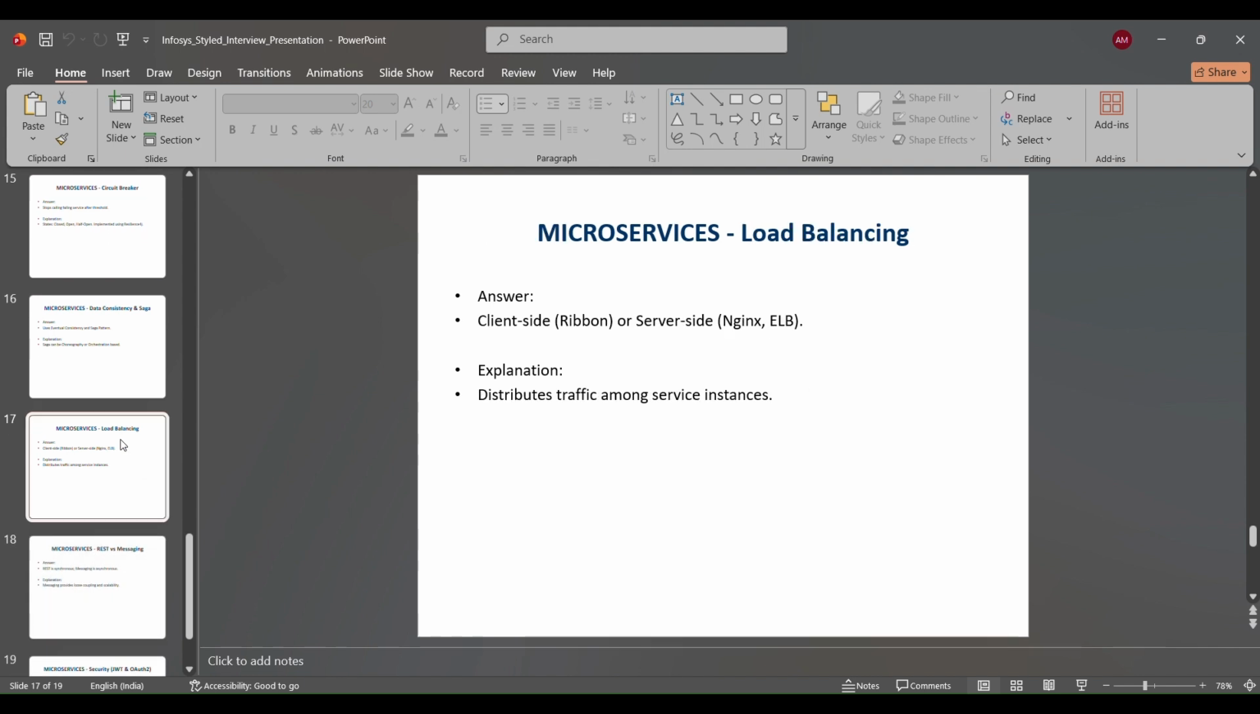And what is load balancing? Client side or server side. It distributes traffic among service instances.